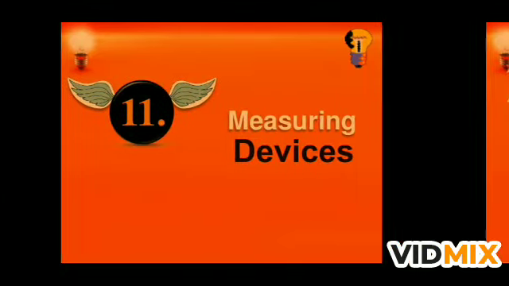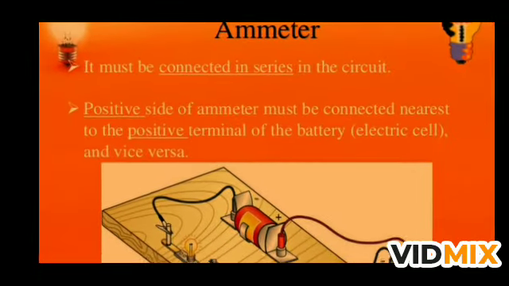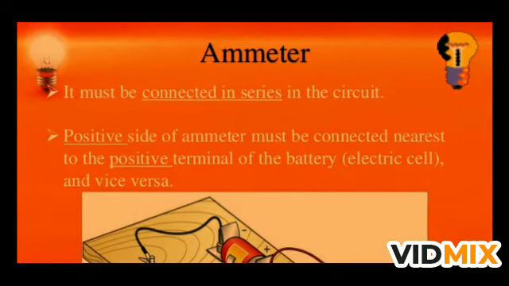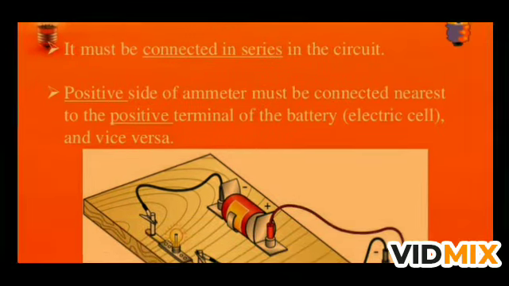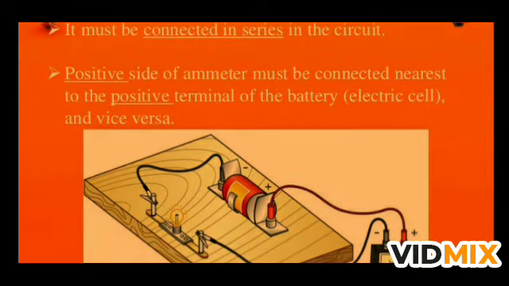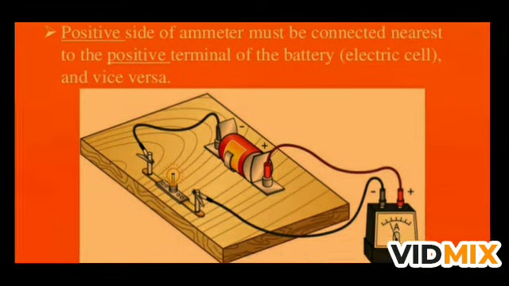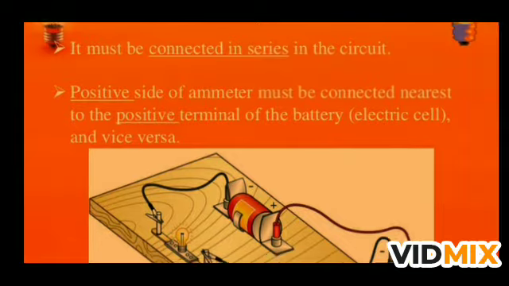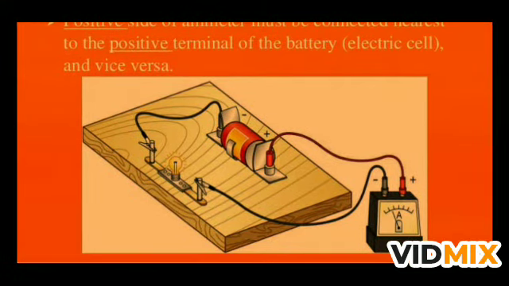Next is measuring devices. Ammeter is the device which is used to measure the electric current in the circuit, and it is connected in series in the circuit. Positive side of ammeter must be connected nearest to the positive terminal of the battery, and vice versa. This is the way how to connect the ammeter. If you see the picture, you can understand how we can connect the ammeter in the circuit.